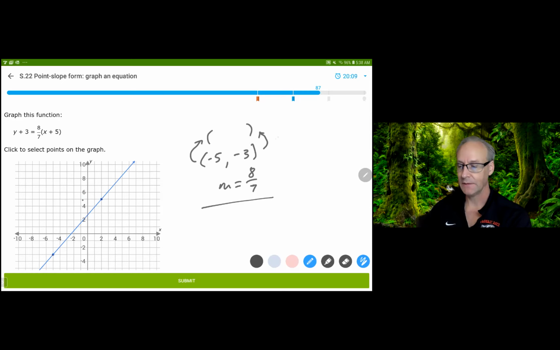Remember that the top value is the change in y. That means that y's are always going to go up 8. And the bottom number, or the denominator, is the change in x. And that one's going to go up 7, which is going to put me at 2. And up 8 is going to put me at 5. So I'm going to be at 2, 5. And notice that I'm at 2, 5.